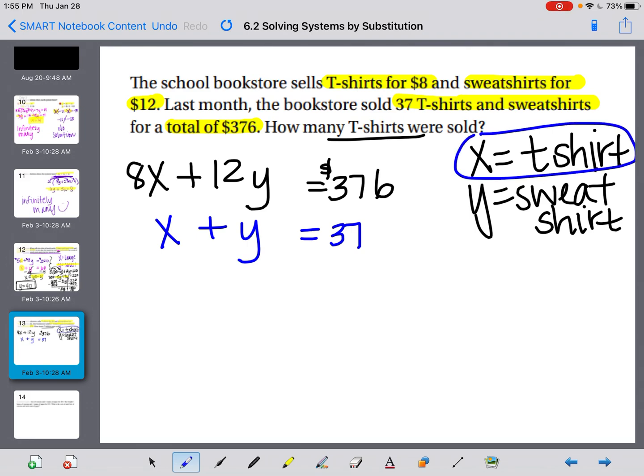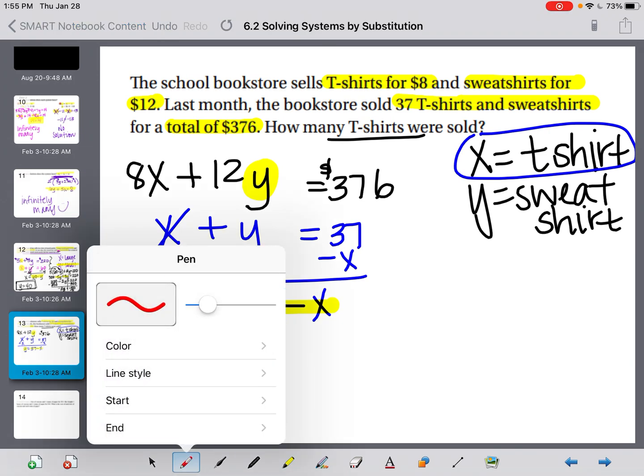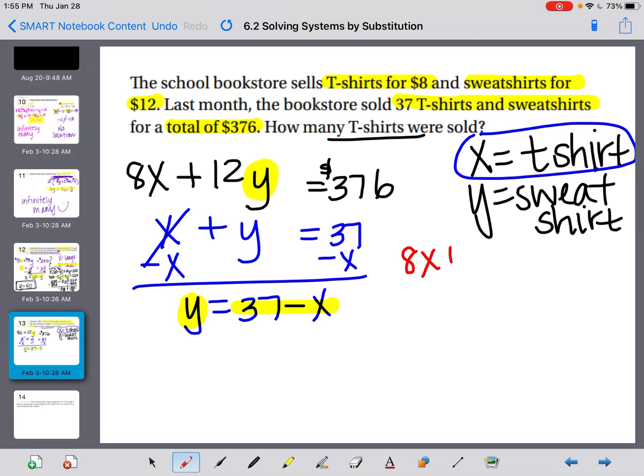All right, we are trying to figure out how many t-shirts were sold. So we're going to need to have the X by itself. So I'm going to make sure that I can substitute in for Y. All right, so I'm going to try to get the Y alone so I know what to plug in for Y. Okay, so that means I have to subtract X and find out that Y is equal to 37 minus X. Okay, now wherever I see a Y up here, I'm going to plug in 37 minus X. So 8X plus 12 times 37 minus X equals 376.